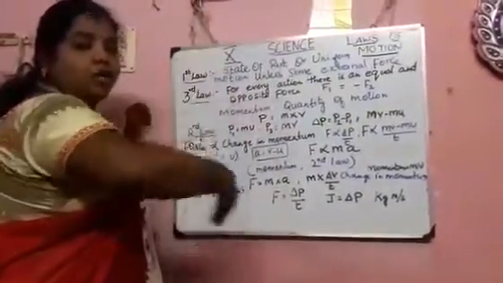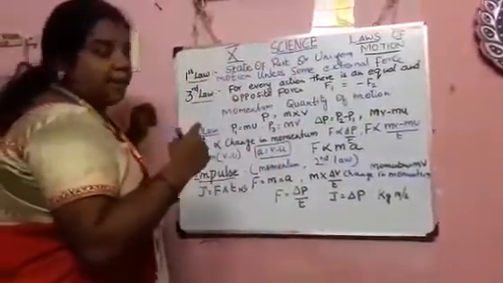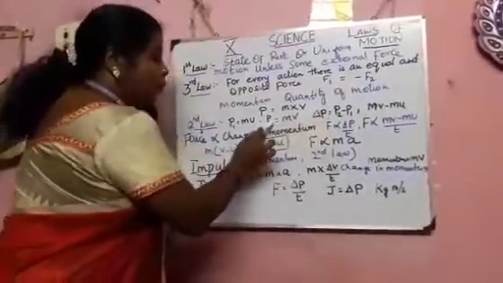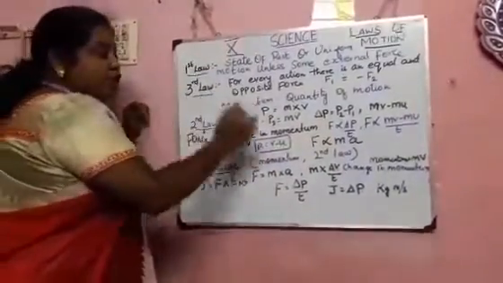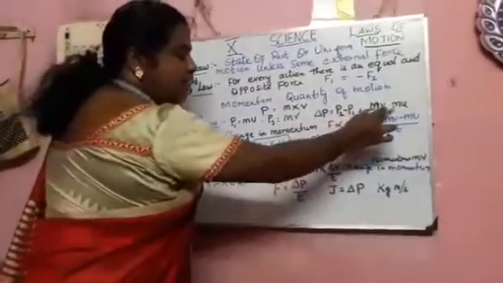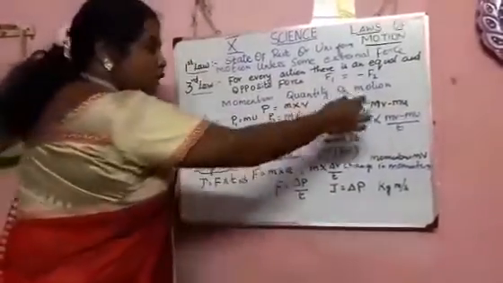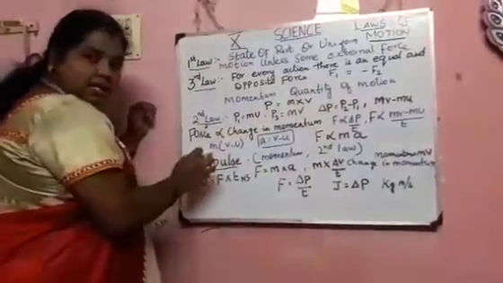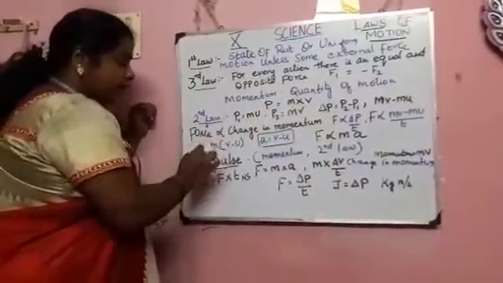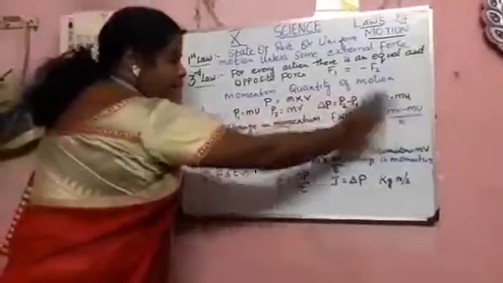Then you have to conclude how much change has happened. So delta P equals P2 minus P1. So what is the value of P2? MV minus MU. Mass will be the common term, so you can keep the mass as the common one: M into (V minus U).